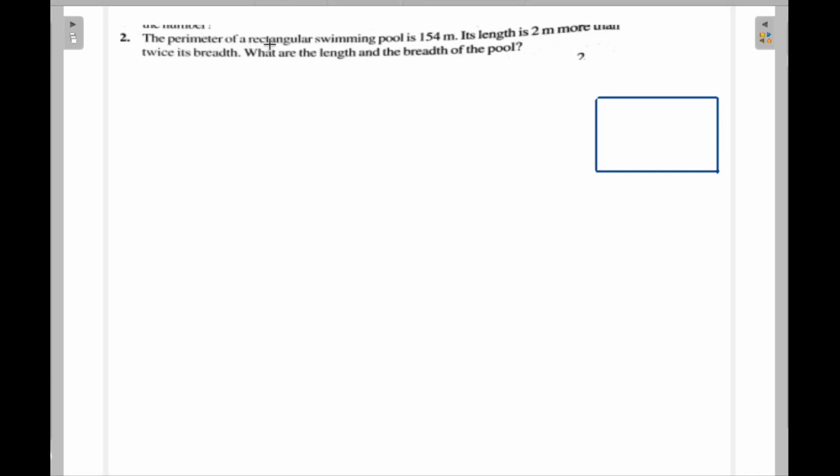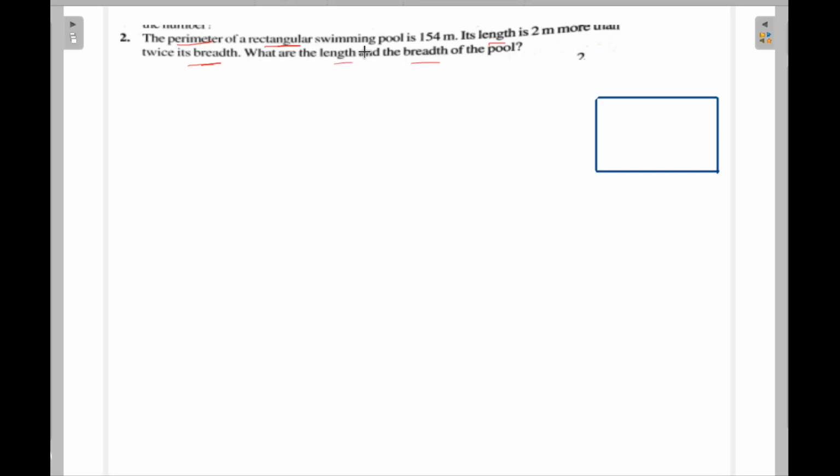Number 2. The perimeter of a rectangular swimming pool is 154 meters. So the perimeter is given of a rectangular swimming pool, and we have drawn a rectangle over here. Its length is 2 meters more than twice its breadth. So the relation between length and breadth is given. What is the length and breadth of the pool? Length and breadth we have to find out.